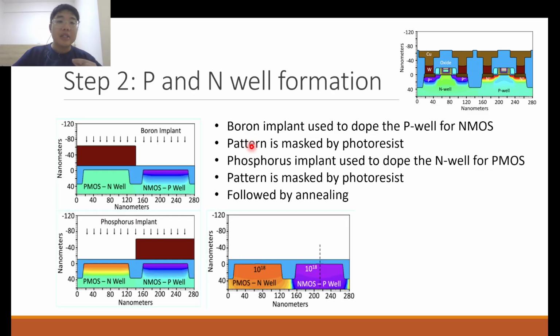Right. So okay, now it's time to form your P and N well formation. Boron implant is used to dope the P well for the NMOS device. Remember, the NMOS has a P bulk, a P well as its bulk. And conversely for the PMOS. The pattern, once again, where to put the boron in and where not to put the boron in, is defined by photolithography. The thing that is blocking is what we call a photoresist, which we'll cover. In fact, I think we'll cover it in the next video. And the phosphorus implant likewise is used to dope the N well for PMOS.